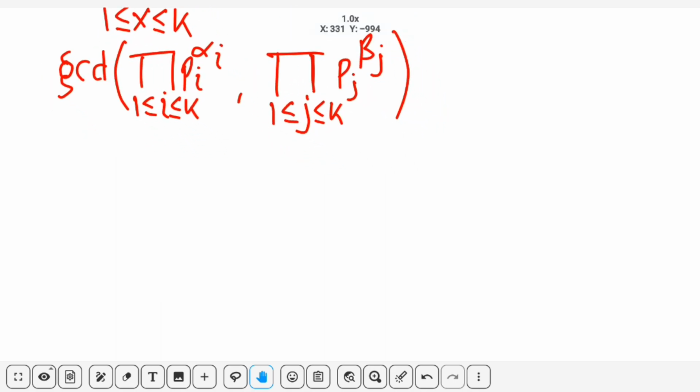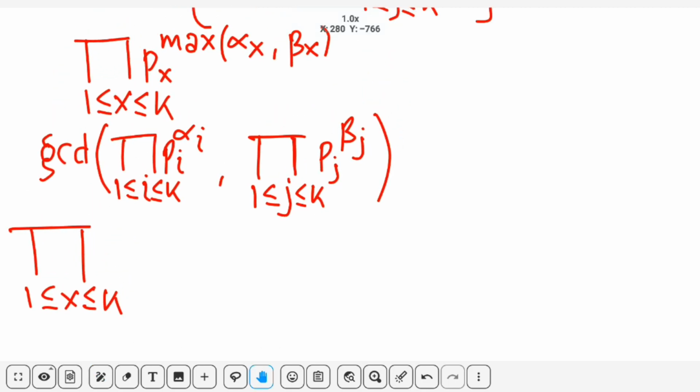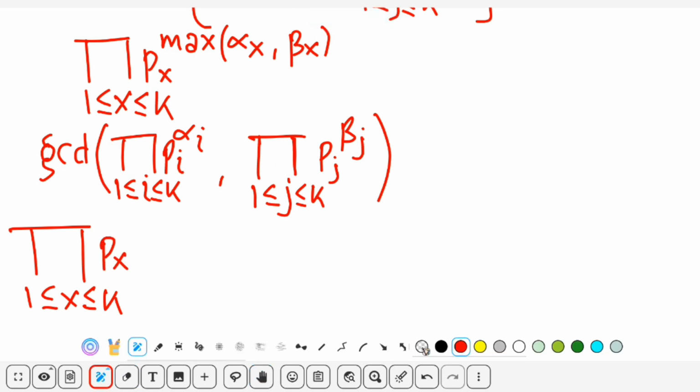So the GCD of these two numbers will be the product for 1 less than or equal to x less than or equal to k of px raised to the power of the minimum value of alpha x and beta x.